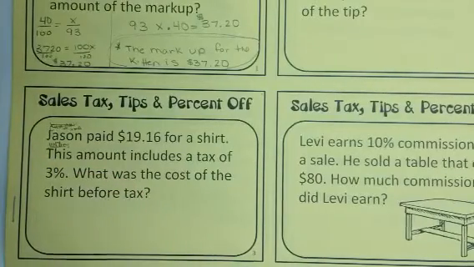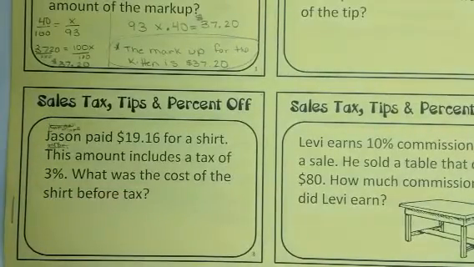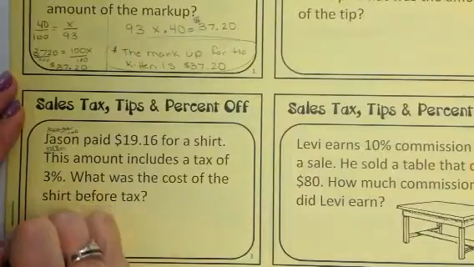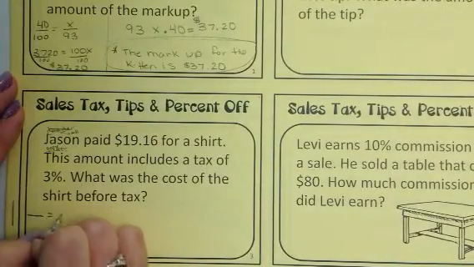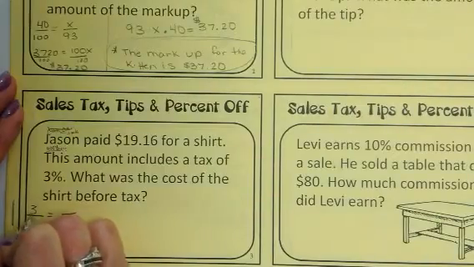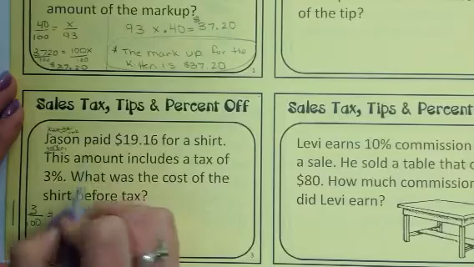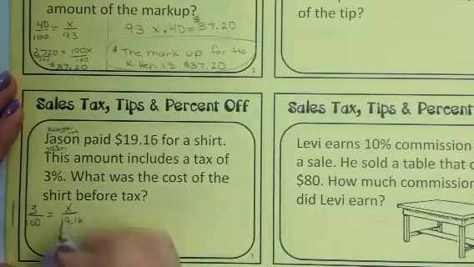The second problem I wanted to try out says Jason paid $19.16 for a shirt. This amount includes a tax of 3%. What was the cost of the shirt before tax? So right now I know I'm going to have to do more than just find the percent. So if I set this up as cross-multiplication, I would have 3% over 100, and $19.16 and an X up here.